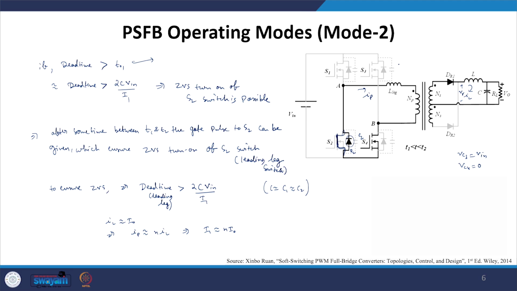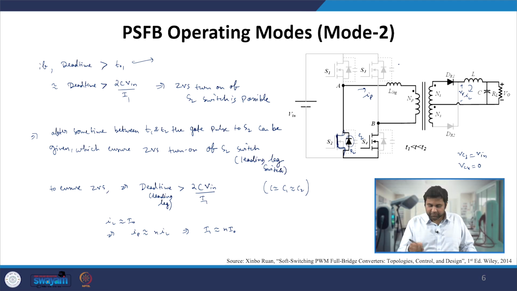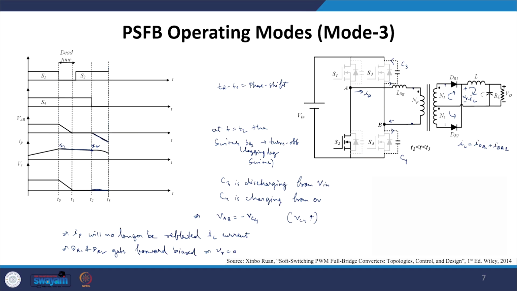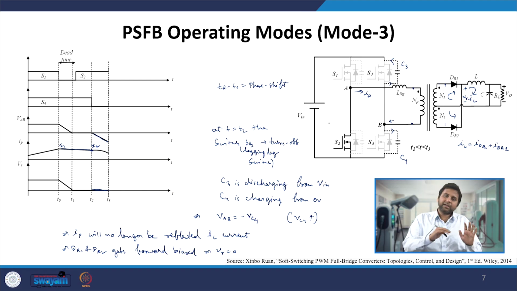We get the same kind of mechanism. We can say that for the leading leg switches, ZVS turn on is ensured if we can ensure that the dead time is greater than 2CVin by I1. That means the time after which the S1 gate pulse turns off and the S2 turn on pulse is given. Then we enter into mode 3, where my S2 switch is on. So in the leading leg I have already switched over from the S1 switch to the S2 switch.